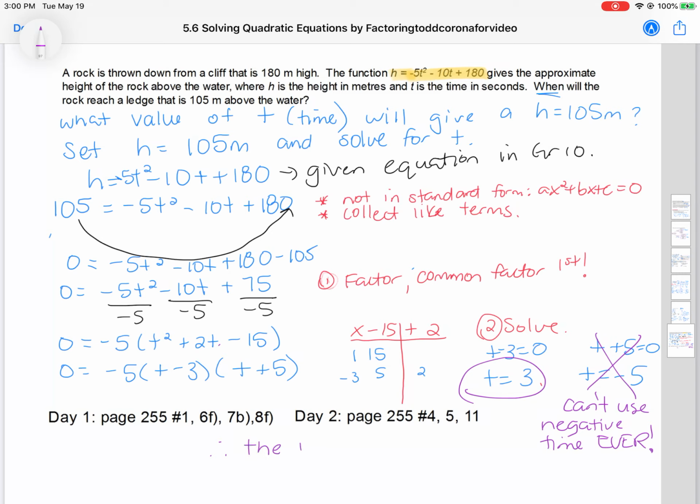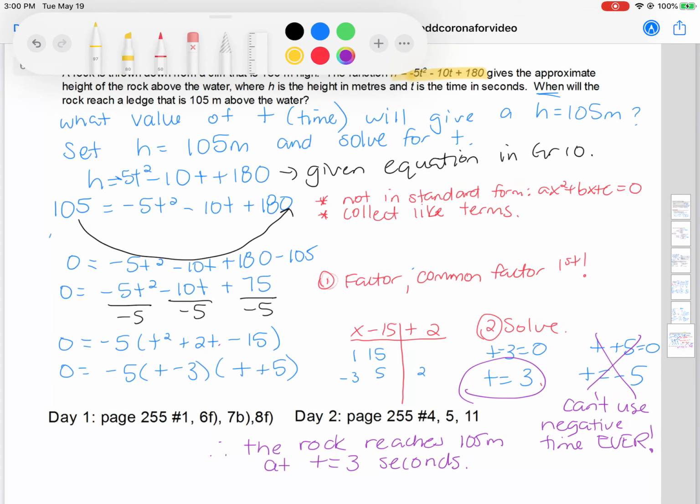Whoops, I think I made a mistake. I have to go back. So let's write an answer statement. The rock reaches 105 meters at time equals 3 seconds.